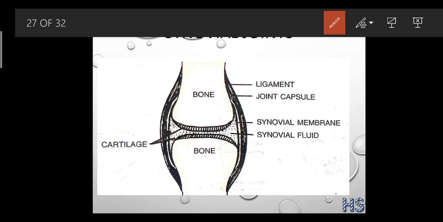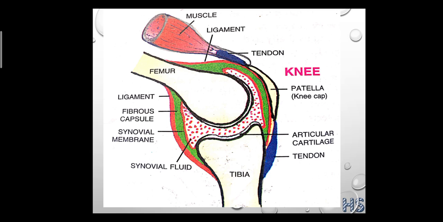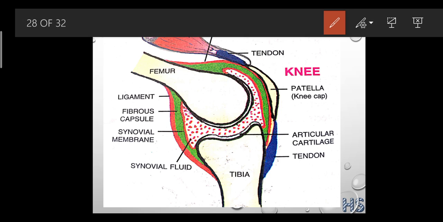So where is the synovial fluid present? Inside the synovial membrane. Here we can see this is the synovial membrane. Inside this there is a fluid called the synovial fluid, which is very well protected by this fibrous capsule.